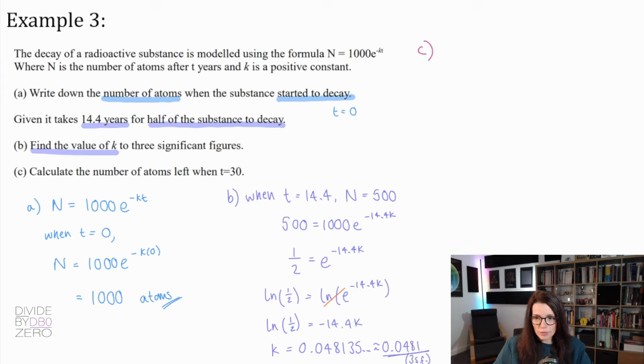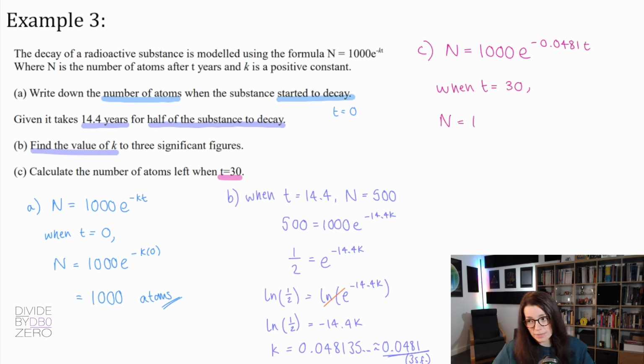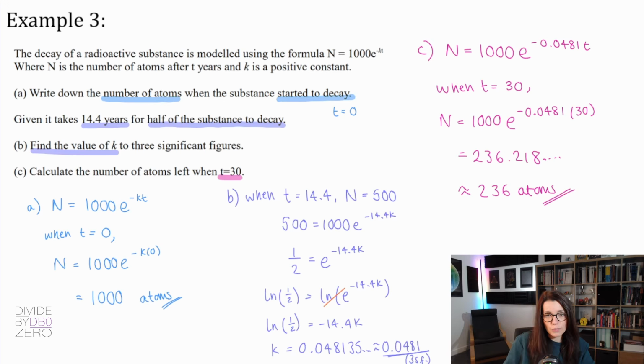Part C, they want the number of atoms left when t equals 30. Now we can rewrite the exponential model as this, because we just found out what k was, and all that's left to do is to sub in t equals 30. That's just a case of typing into your calculator, and you'll get this. So roughly 236 atoms. Rounding to the nearest whole number there, because it's a number of atoms that they're after.